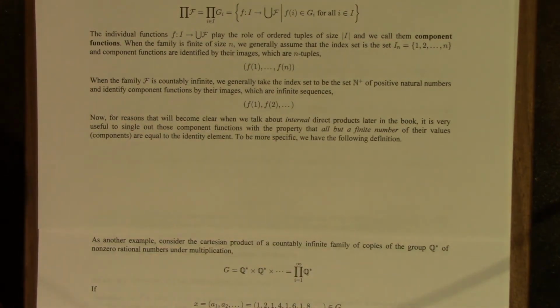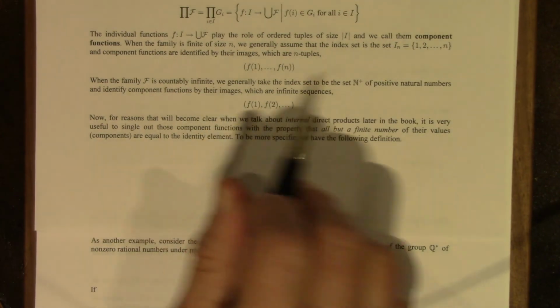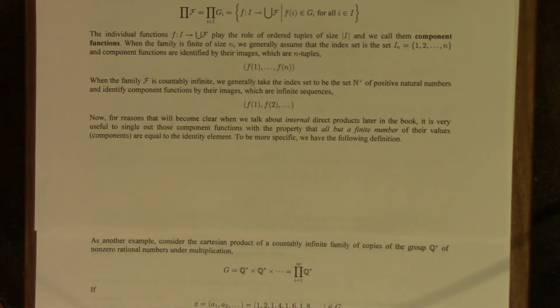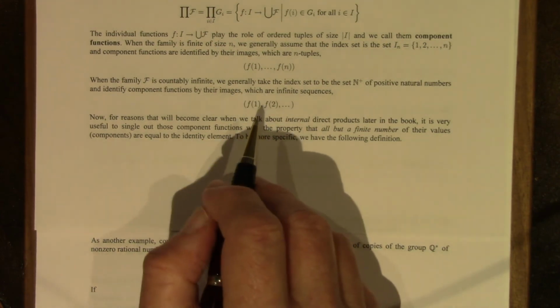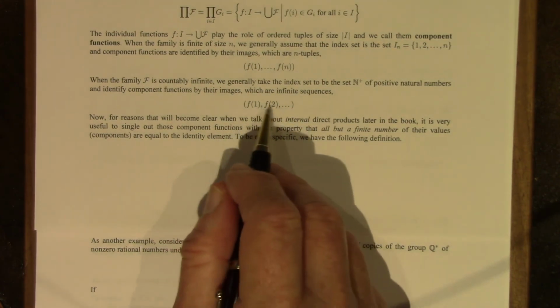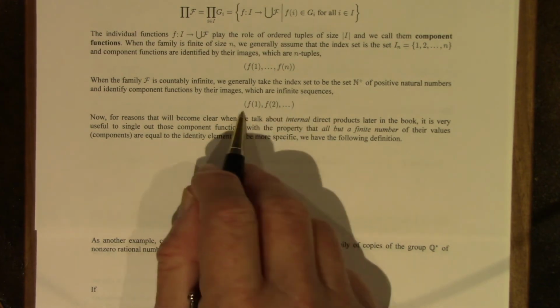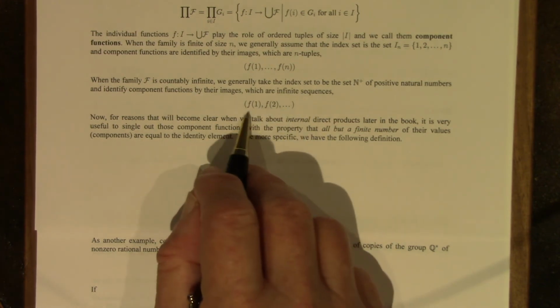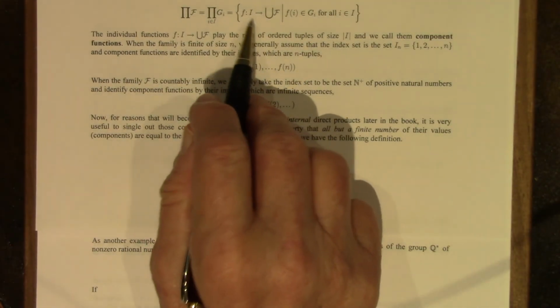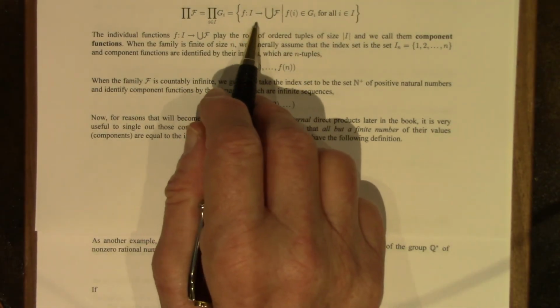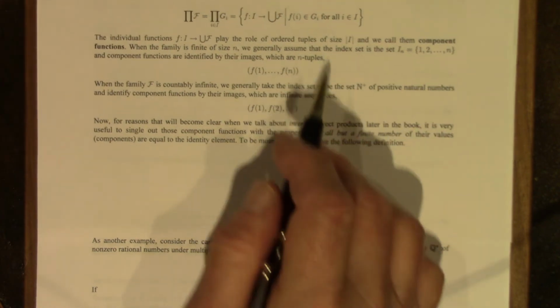When the family is countably infinite, similarly, we generally take the index set to be the set of positive integers and write our component functions. Again, we write the sequence of images, the sequence of components, if you will, for the component function. It's only when we need to consider arbitrary families that we have to turn to the actual function notation, because we don't have these other convenient notations.